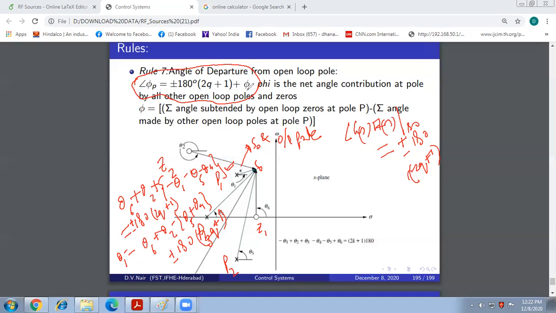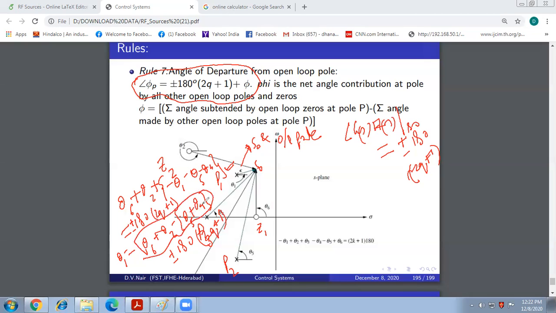So this phi is the net angle subtended by all other open loop poles and zeros at the open loop pole where we are interested to know in what direction and at what angle the root locus branch will leave it. So in this way, it will come out like this. Phi will be given by nothing but this summation term, right?